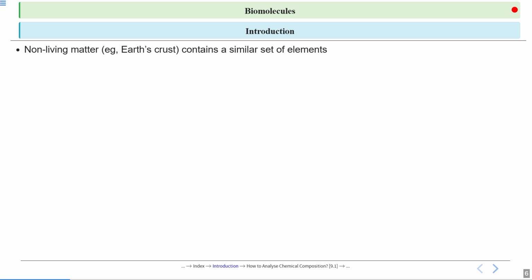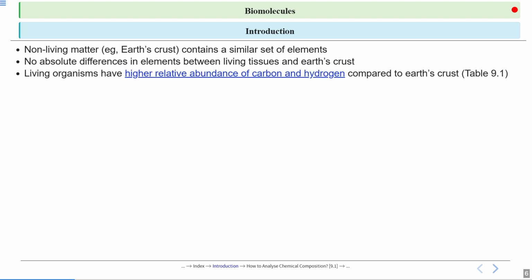Living tissue mainly consists of carbon, hydrogen and oxygen. Okay, these elements are also present in the earth crust, but the concentration is different. And there are no absolute differences in elements between living tissues and earth crust. So what do you mean by this sentence? This means that similar elements are present in non-living things and living things. Both are made up of similar elements.